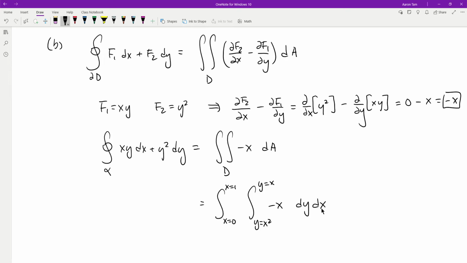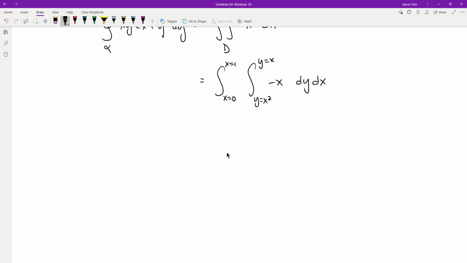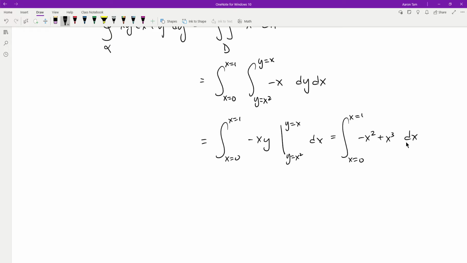Now what I'm going to do is integrate this. So if I integrate this, I'll have the integral from x equals 0 to 1. The integral of negative x becomes negative xy, evaluated from y equal to x squared to y equal to x, dx. So that becomes the integral from x equals 0 to 1 of negative x times x, which is negative x squared, minus negative x times x squared, which becomes plus x to the third, dx.